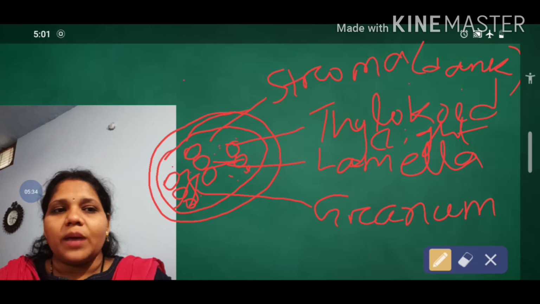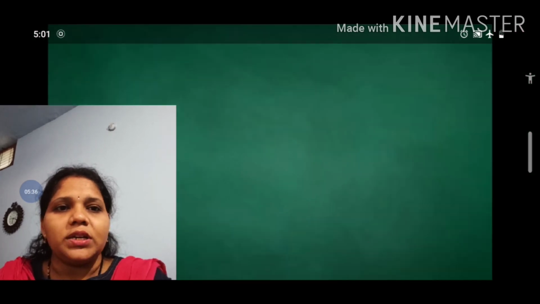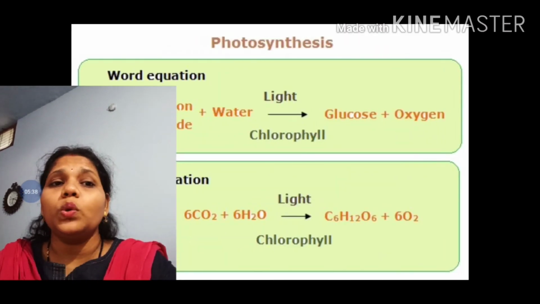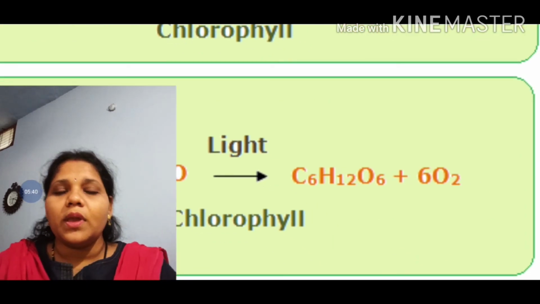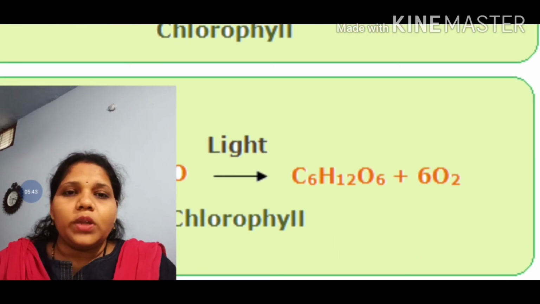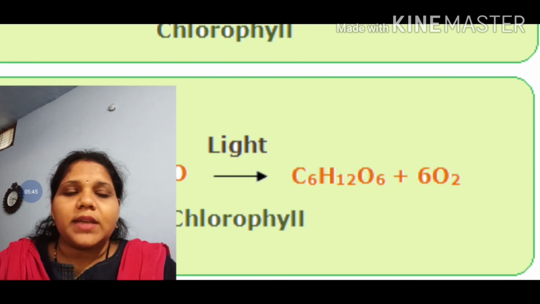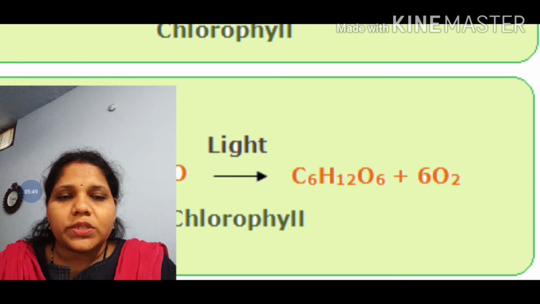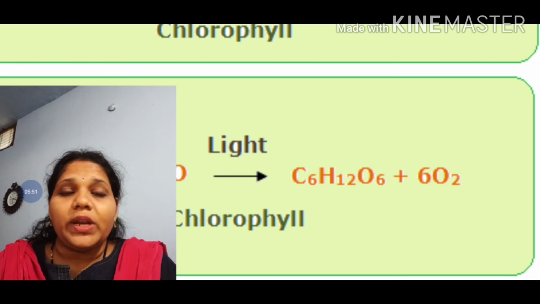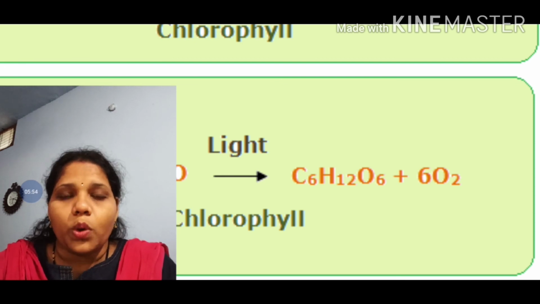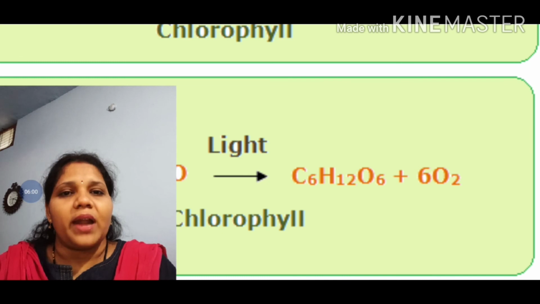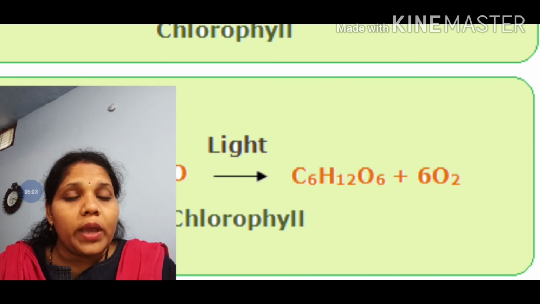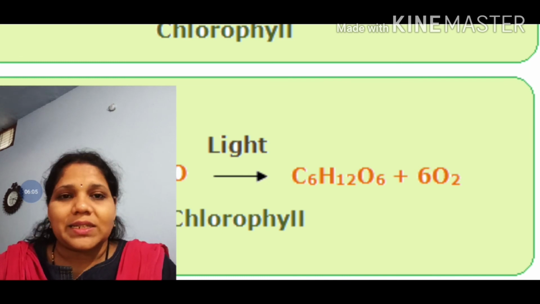The next component is your glucose. We know that carbon dioxide and water are synthesized together and they form glucose. The plant utilizes the maximum amount of glucose for further reactions, and the rest of the glucose which is not utilized by the plant is stored in the form of starch.